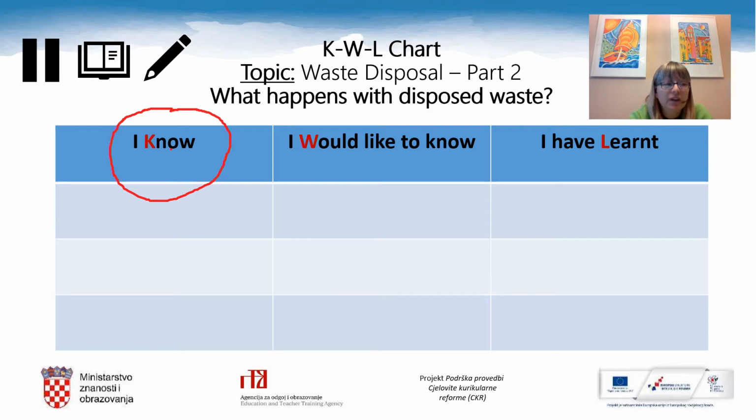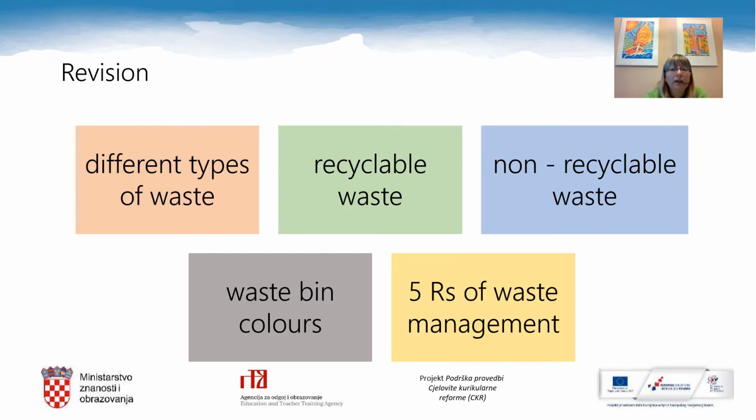Since the first step is revision, I would like you to remember what we did in our previous lesson, Waste Disposal Part 1. Please write the notes in your notebook using KWL chart that you can see on the screen, and you should write in the first section of the chart, which means the column I know. You can see the column circled in red. In order to remind you, please have a look at the topics discussed last time. These are different types of waste, recyclable and non-recyclable waste, waste bin colors, and 5 R's of waste management.